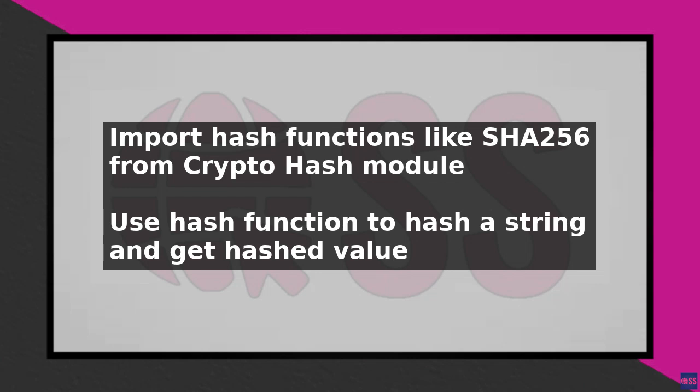You can also use other hash functions like SHA-512 or MD5 by importing them from the Crypto.Hash module. For example, you can use from Crypto.Hash import SHA-512 or from Crypto.Hash import MD5.